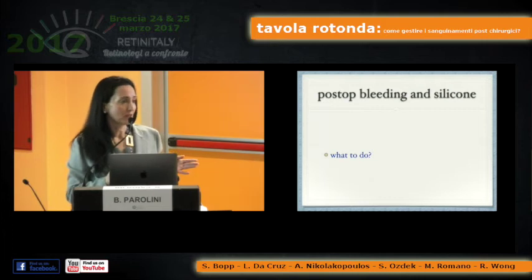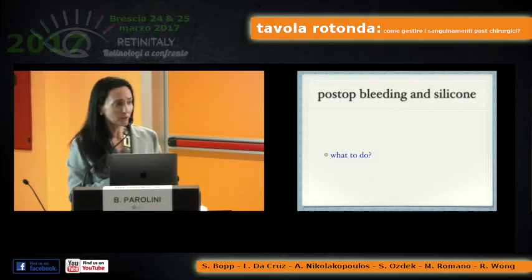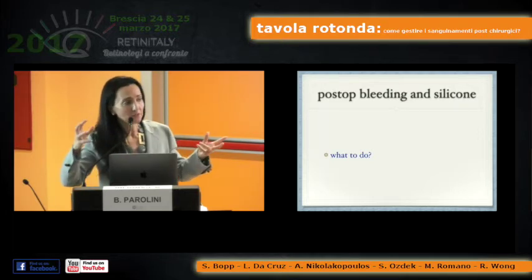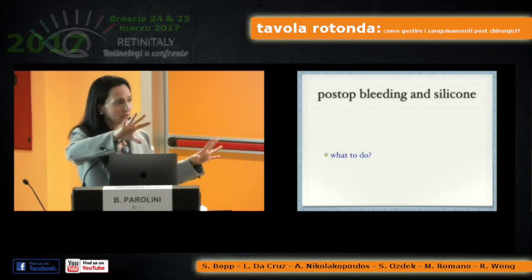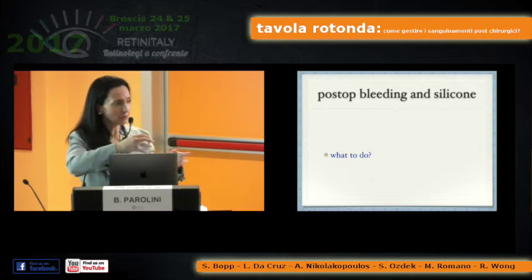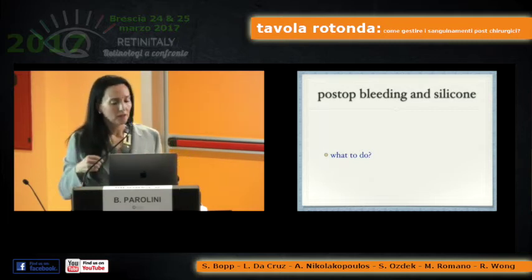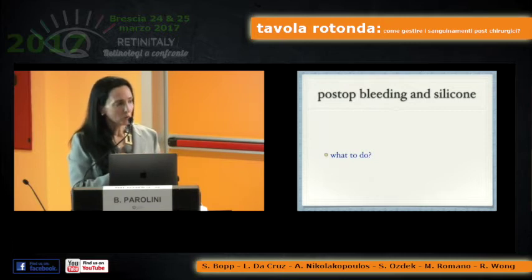Which eyes are these? It could be a diabetic tractional detachment with some breaks. It could be a PVR case. It's a more difficult situation as far as the retina condition. Usually, if there is silicone oil, we don't have massive vitreous hemorrhage. We have localized vitreous hemorrhage behind the silicone or mixed into it. So how would you do? What would you do in that case?